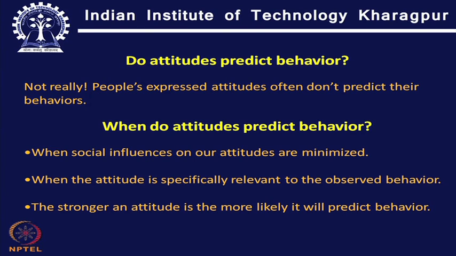So attitude predicts behavior when it is specifically relevant to the observed behavior, or when the attitude is stronger. If you have a very strong attitude, if you strongly believe in certain things, then maybe you try to practice that also. Like if you strongly believe the environment is to be protected, and you feel for its protection, then maybe you join a group like Greenpeace, which actively practices environmental protection projects, so that whatever you believe strongly, you can practice in reality, and in that case your attitude will predict your behavior.